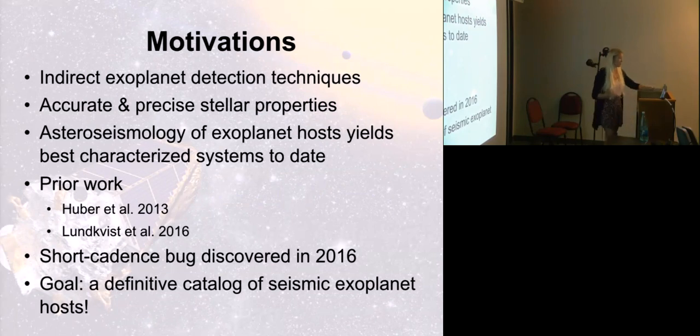So there are two previous works on seismic Kepler hosts. The first was by Dan Huber et al. 2013, using roughly half of the Kepler data, who found 77 seismic hosts. And then more recently, we have Mia Lundquist et al. 2016, who used all of the Kepler data and found 102 seismic hosts. However, this was for a very specific science case, and they didn't include all seismic parameters.